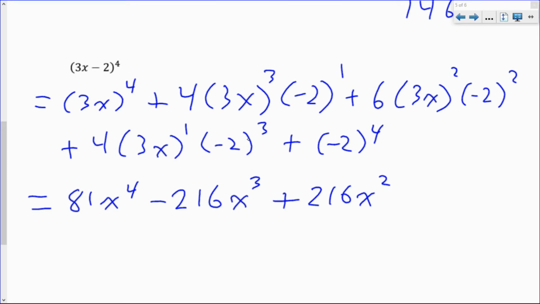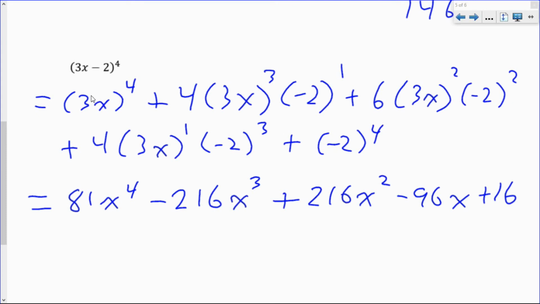Okay, the next one's going to be negative. Negative 2 to the power of 3 is negative 8. So if I multiply negative 8 times 3 times 4, I will get 96. So in this case, negative 96x. And then negative 2 to the power of 4, since it's an even exponent, it's going to be positive. It's just positive 16. There it is right there.